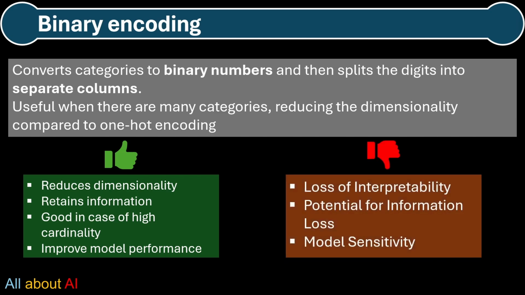Now, what are its limitations? Loss of interpretability. The binary representation isn't human-readable and may obscure the original meaning of the categories. Potential for information loss. The conversion to binary may lose some relationship nuances between categories, depending on the dataset. Model sensitivity. Linear models might not interpret the binary splits effectively, leading to suboptimal performance.